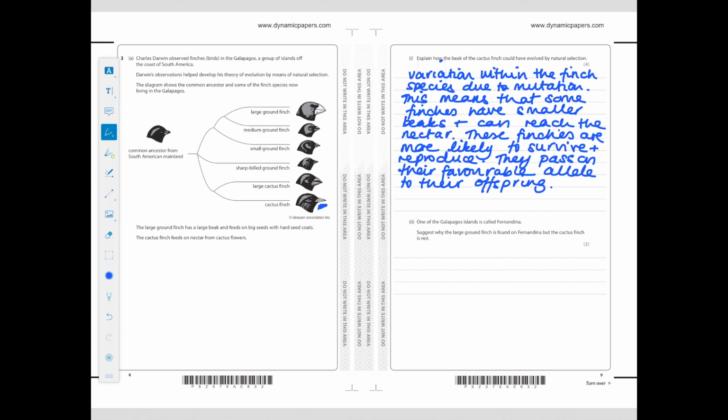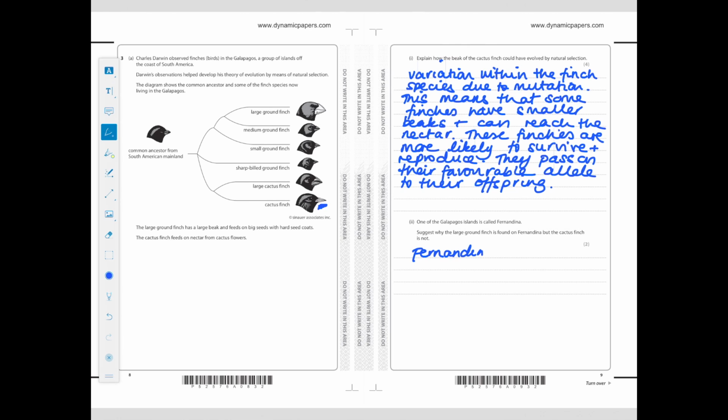One of the Galapagos Islands is called Fernandina. It suggests why the large ground finch is found on Fernandina, but the cactus finch is not. Nice common sense question here. So what must be clear about Fernandina is to do with the food and what sorts of food it has available.